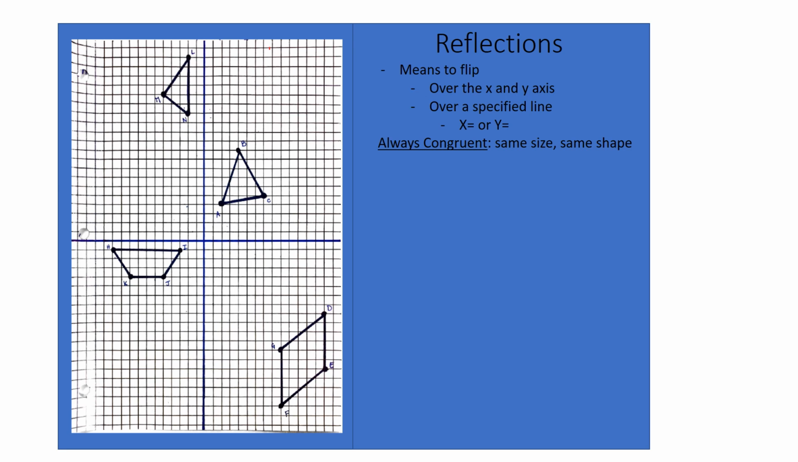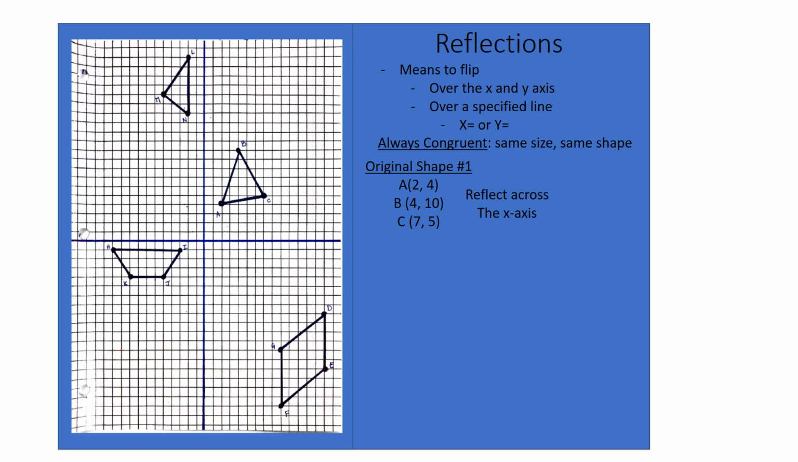Just like with translations, reflections are always congruent, meaning the shape is going to stay the same size and the same shape even after we flip it over. Our first step is always the same. It's to write down the original points. So we're going to start with the triangle in the middle, ABC. Point A is located at 2, 4. Point B is located at 4, 10. And point C is at 7, 5.